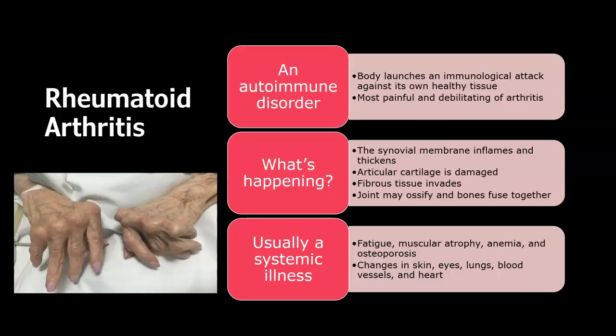Usually this is going to be what we refer to as a systemic illness. So you could end up, along with this, with fatigue, muscular atrophy. That's where the muscles start to break down and aren't used as much. You could have anemia and osteoporosis. Changes can be found in things like the skin, the eyes, lungs, blood vessels, and even in the heart.